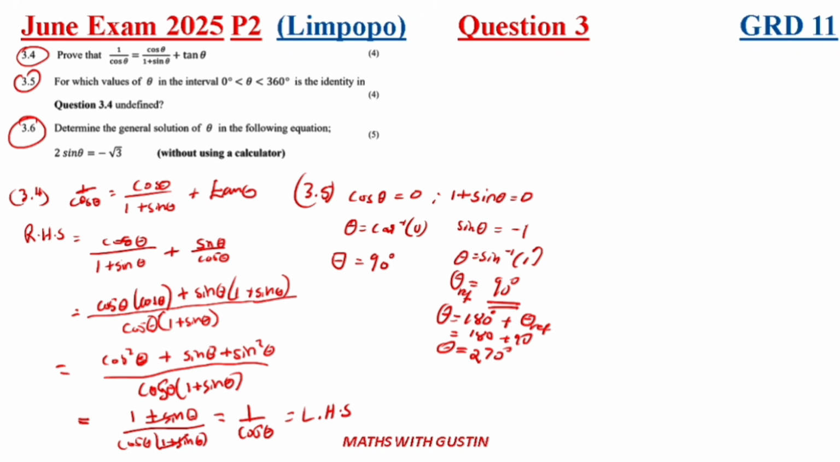3.6 says: determine the general solution for theta in the following equation without the use of a calculator. Very important. They're giving us 5 marks for that, so let's go ahead and scoop those marks. We have 2 sine theta equals negative square root of 3, and we're looking for theta. We divide everything by 2, then we have sine theta equals negative square root of 3 all over 2.